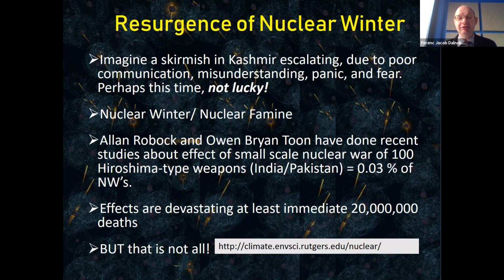There are at least 20 million deaths, but that is not all. There's a nuclear winter effect that is very significant. These scientists were able to use current climate change models that are used by the Intergovernmental Panel on Climate Change, and test what would happen if nuclear bombs went off and soot went into the air and blocked the sun, so the sun wouldn't be able to get down to the earth, and you get massive cooling.